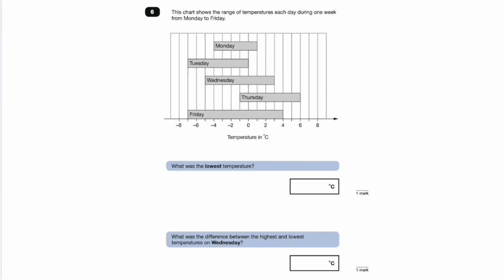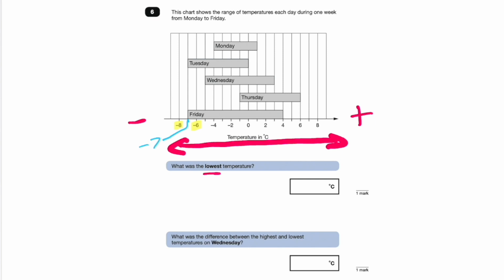Okay, question 6 says this chart shows the range of temperatures each day during 1 week from Monday to Friday. We have the temperature across the bottom and we have the days going across our chart. Then question 1 says what is the lowest temperature? Well, looking at our numbers, we have positive values over here and more negative values on the left hand side. Looking at my negative values, I can see we have a -8, but no day reaches -8. I have a -6, and we have Friday and Tuesday that go past -6 onto this spare line here, which would therefore be -7 between the -6 and -8.